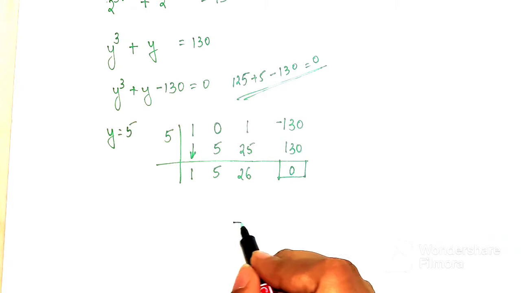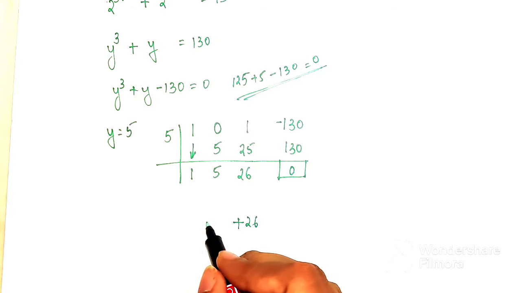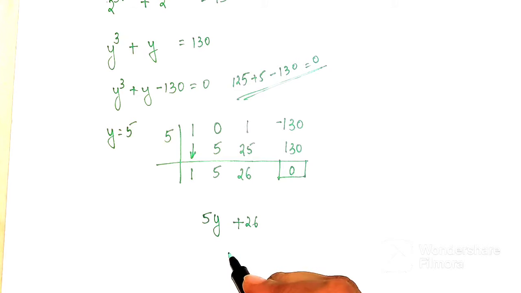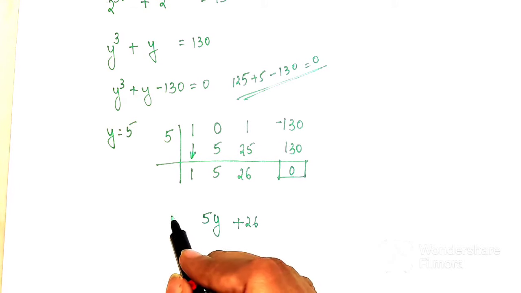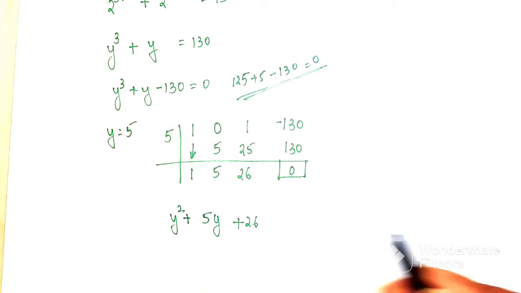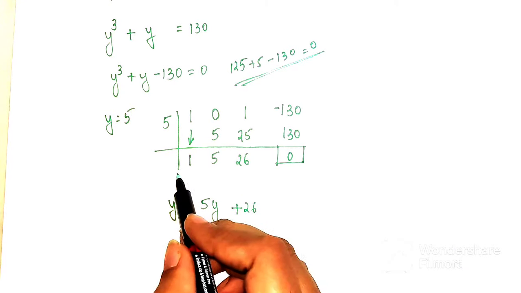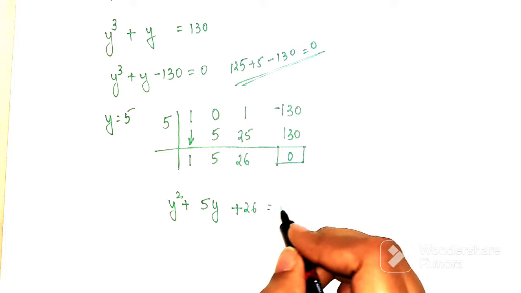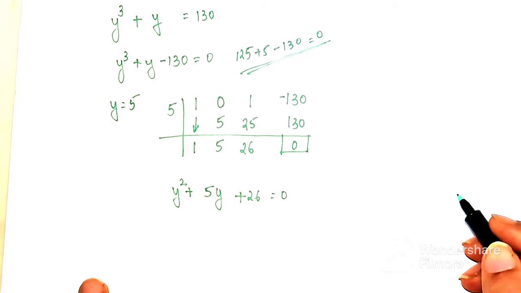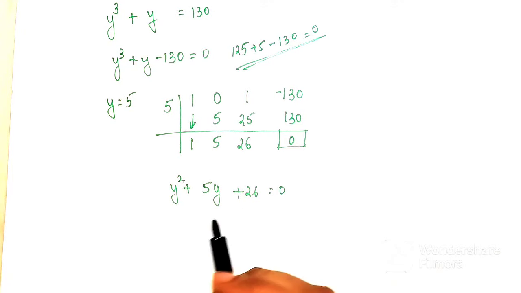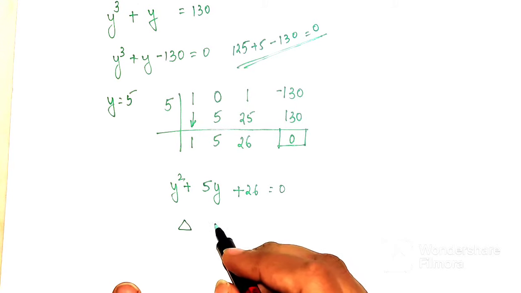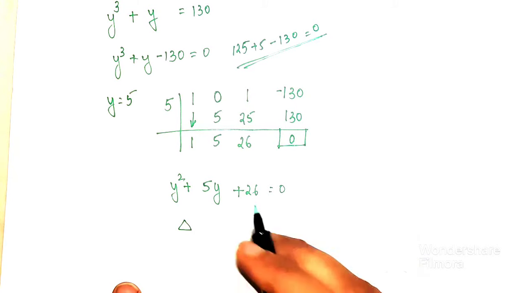From this we'll write plus 26. This 5y will become the coefficient of just y, and 1 will be taken as the coefficient of y square. So the degree keeps increasing from right to left, and this is supposed to be equal to 0. So now we need to solve this particular quadratic equation, but for that let's see if the delta value is greater than 0 or less than 0.